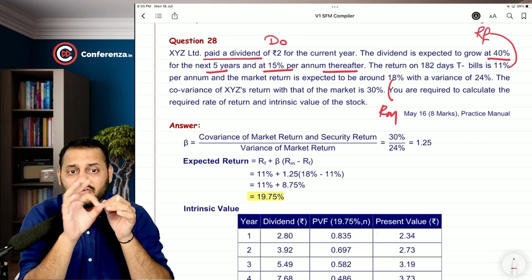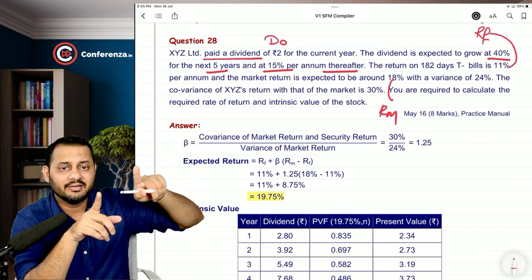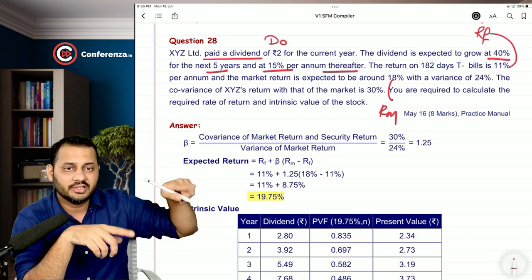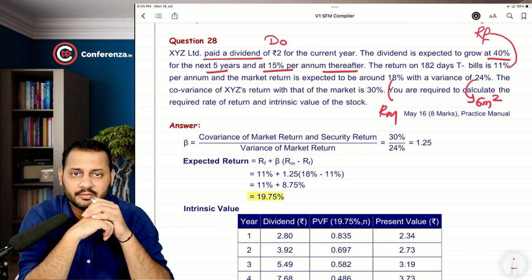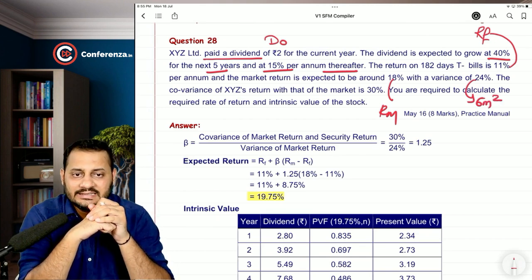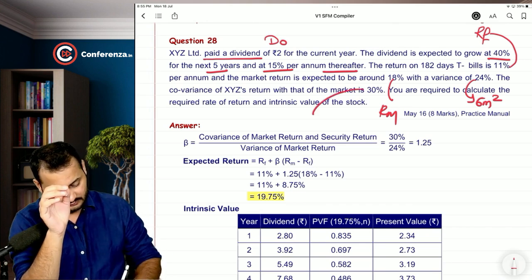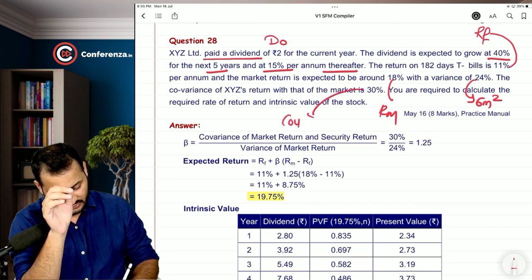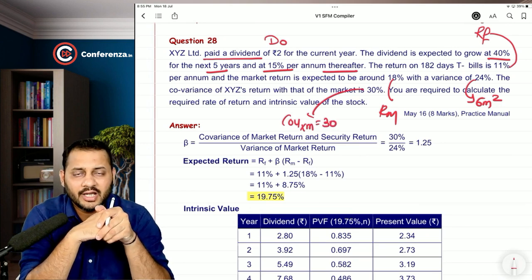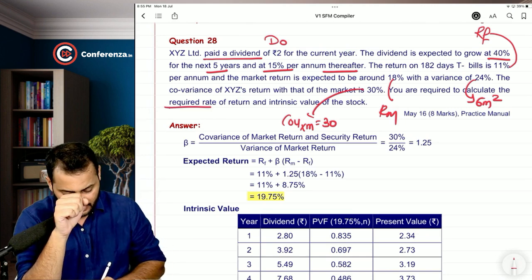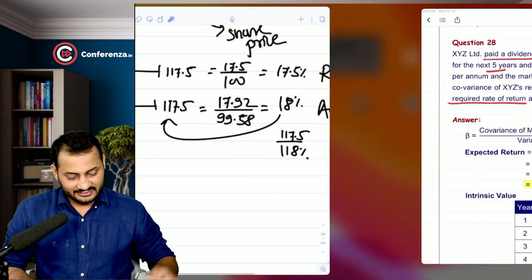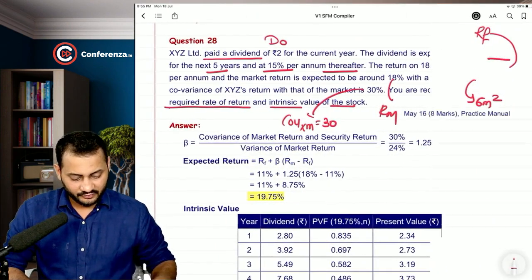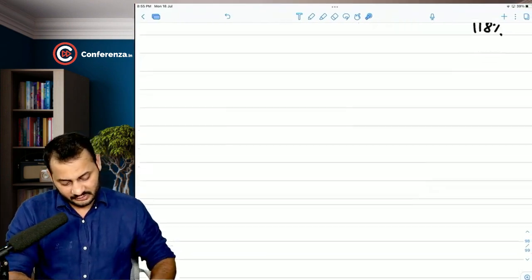The variance of the market is 24%. Market return is expected to be around 18% with a variance of 24. So this is standard deviation of m square. Am I right? The covariance of XYZ with the market is 30%. You are required to calculate the required rate of return and intrinsic value of the stock. I will tell you how. There are three things now. Instead of two, there are three things that you will be working on.